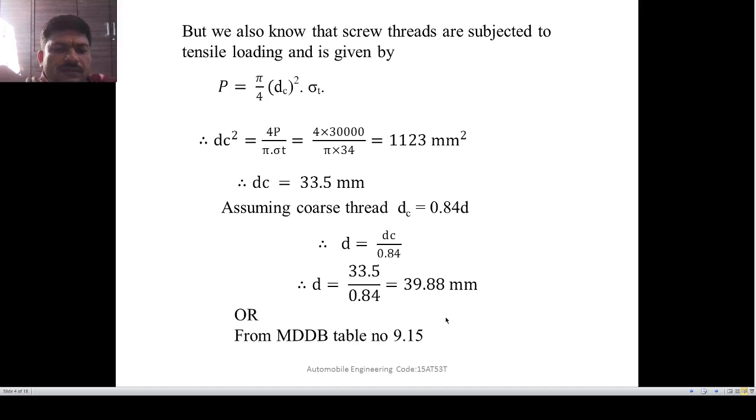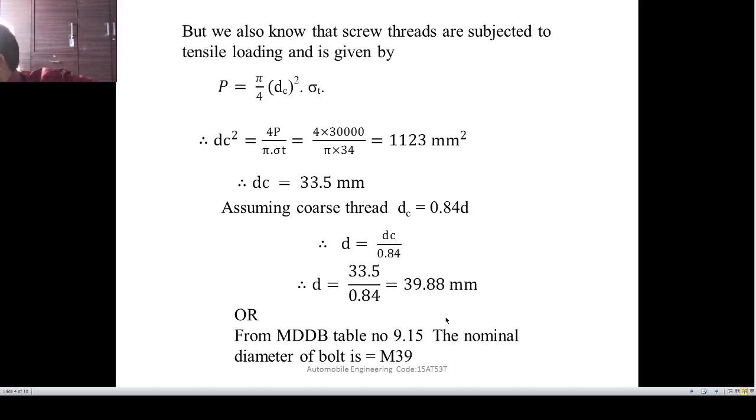Or from the design data book, that is table number 9.15, you can use that. So from that, directly, the DC you have already found. You open the design data book, table number 9.15, and along with that you find out the value. You look at the table, and in that you are getting M39, the standard nominal diameter of the bolt. Yes, given. Like this you have to solve the problem.